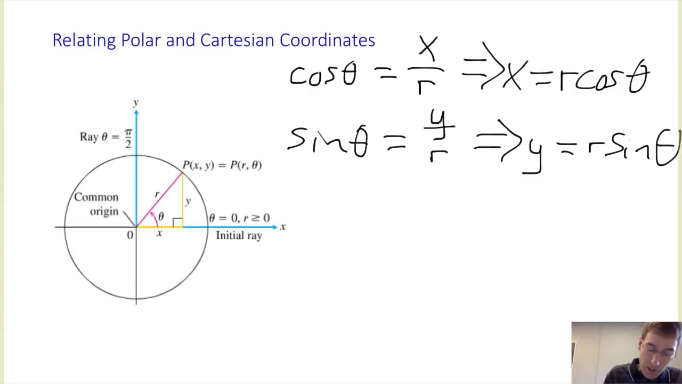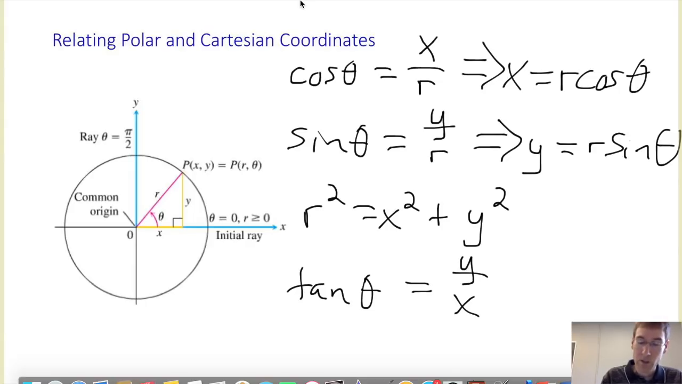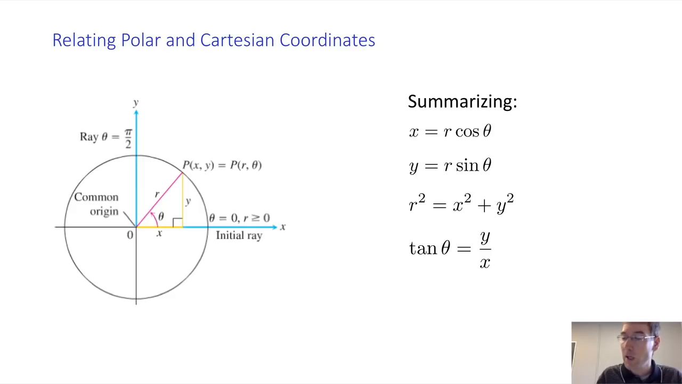Another relationship we have is that r squared equals x squared plus y squared. And finally, tangent of theta equals opposite over adjacent, or y over x. Now, it can also be shown that for r less than 0, these relationships hold. And so I'll summarize them here. These relationships allow us to convert coordinates or equations from one system to the other. And that's what we'll look at next.